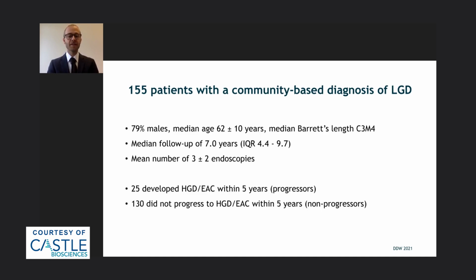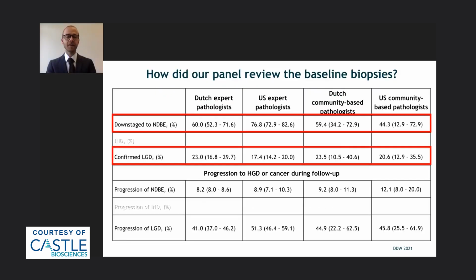On the other hand, 130 patients did not progress to cancer within 5 years, the so-called non-progressors. This table illustrates the outcome of pathology review in the baseline biopsies. On the left, you see the 3 possible revision diagnoses: non-dysplastic, indefinite, and LGD in percentages. On the top, you see the pathologists grouped by both experience and origin.